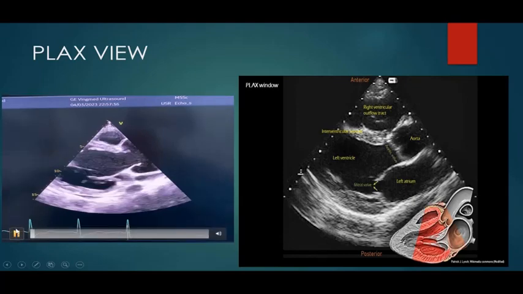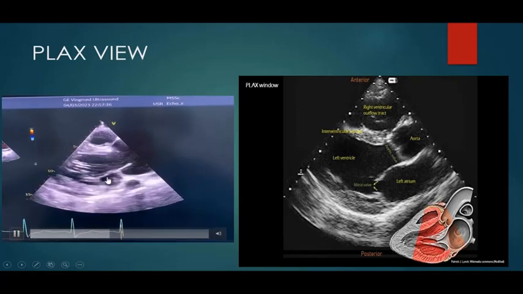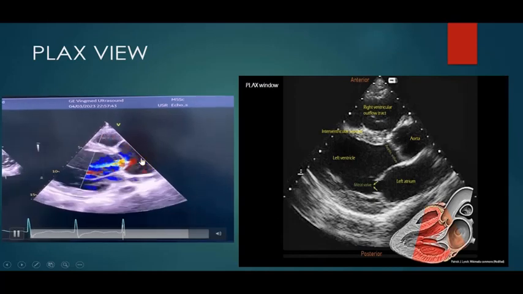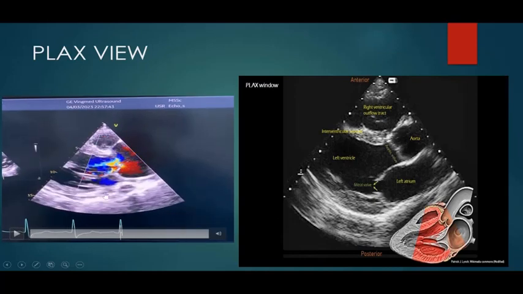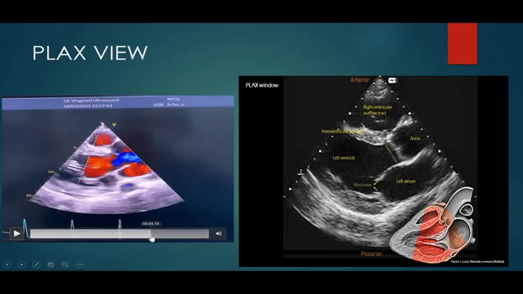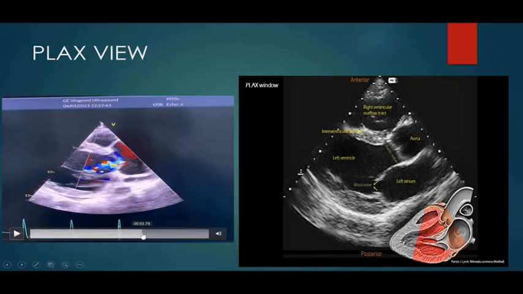When we put the color Doppler across it, we can see that there is a turbulent flow across the aortic valve, and we have to time it with the ECG recording. On the ECG, we should understand that from the beginning of the QRS to the end of the T wave is systole, and from the end of the T wave to the beginning of the QRS is diastole. So during diastole, we can appreciate that there is flow across the aortic valve. So this is actually diastolic flow occurring across the aortic valve.